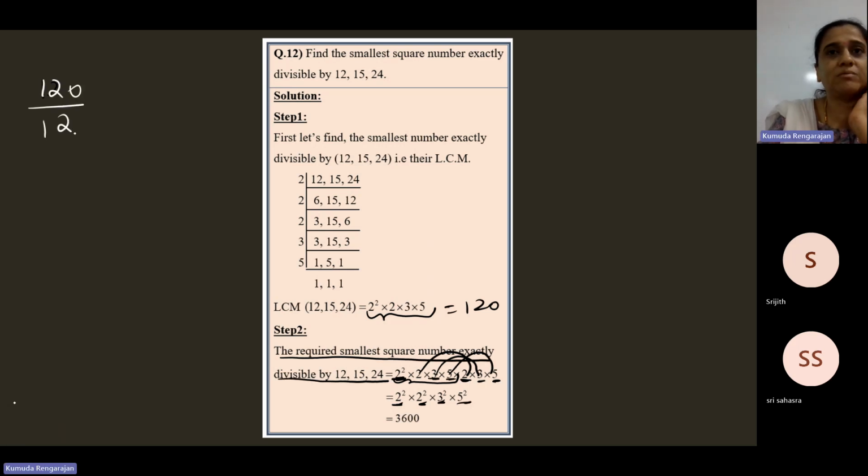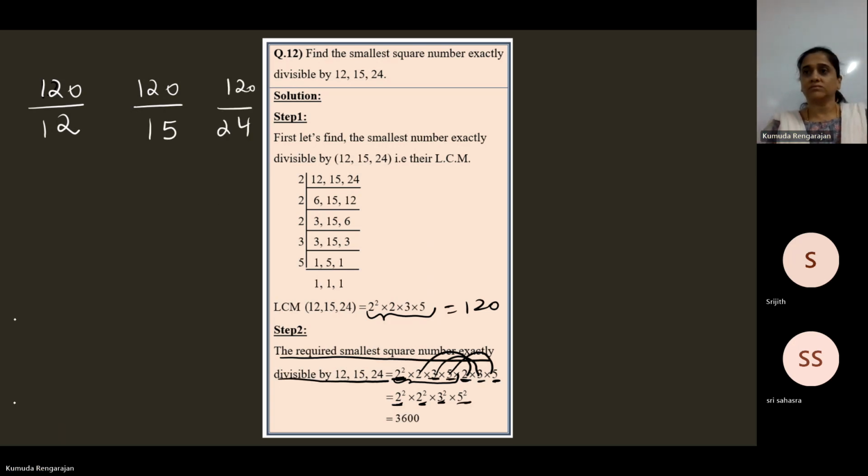Okay, so see, 120 is exactly divisible by 12. 120 is exactly divisible by 15. 120 is exactly divisible by 24. The LCM of these three numbers is 120 and the LCM 120 is exactly divisible by 12, 15 and 24. But that's not the required number because it's not a square number. 120 is not a square number. 11 into 11, 121, 12 into 12, 144. It's not a square number. So you'll have to find the smallest number, and that smallest number should be a square number also.